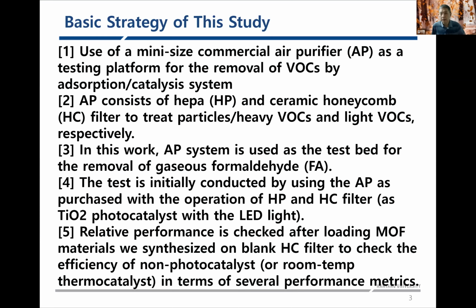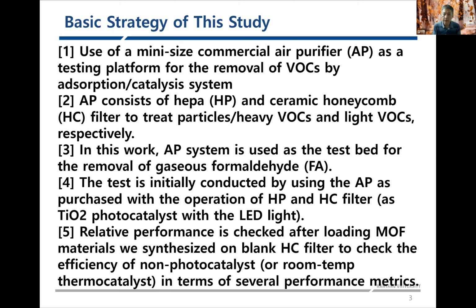The basic strategy of our study is to begin by purchasing a mini-size commercial air purifier. As I said before, it is generally used inside automobiles. We use this air purifier as a testing platform for the removal of VOCs, especially formaldehyde in this study, basically by an adsorption or catalysis system.